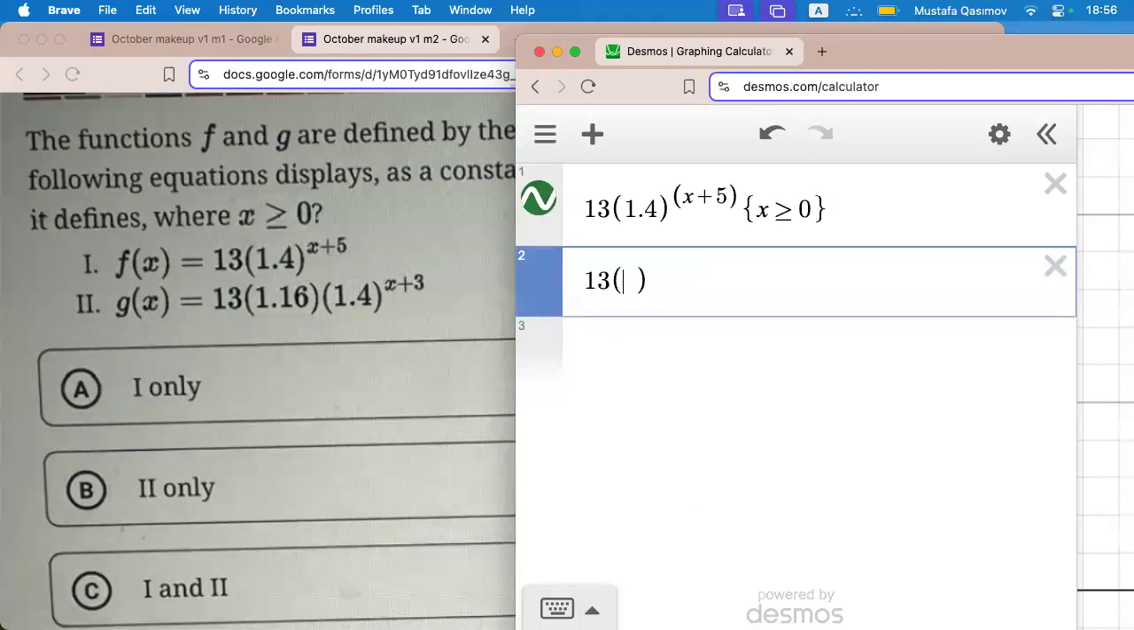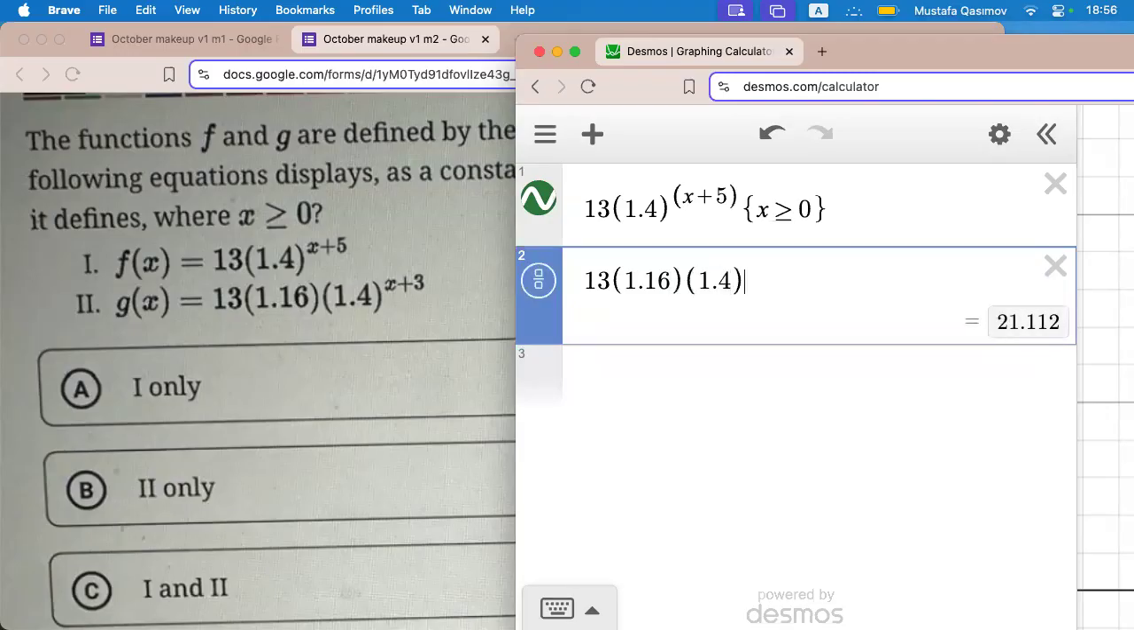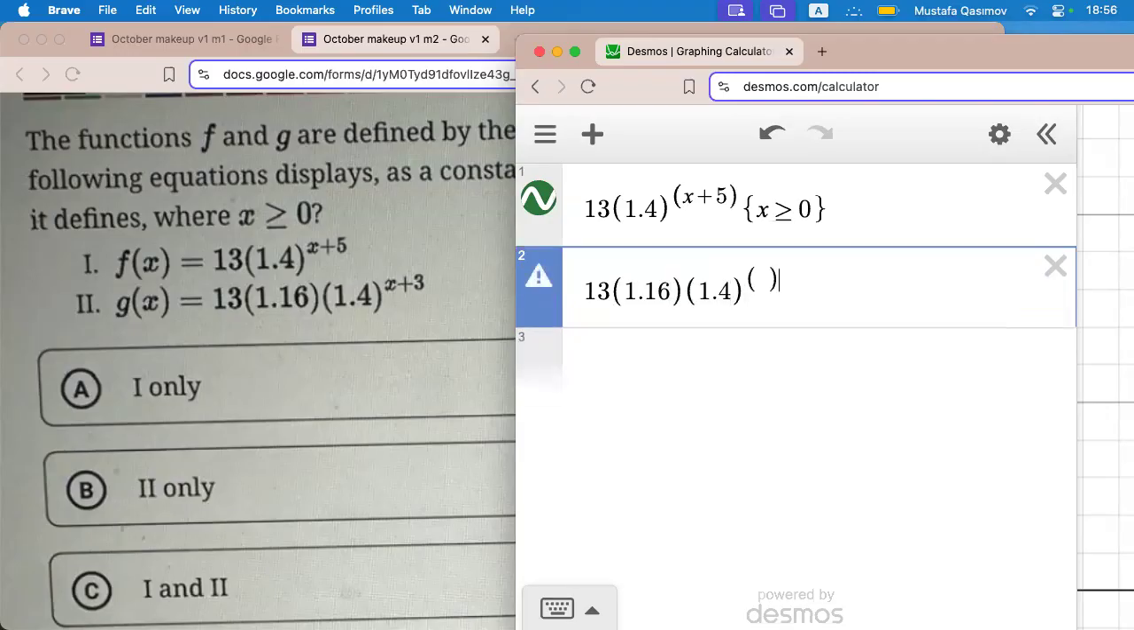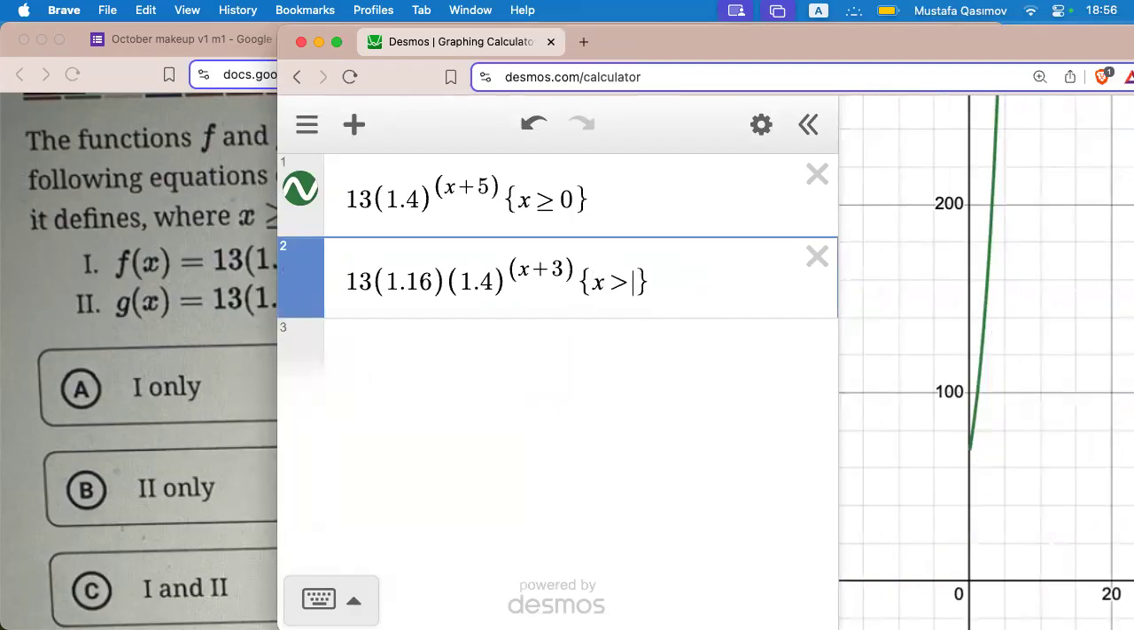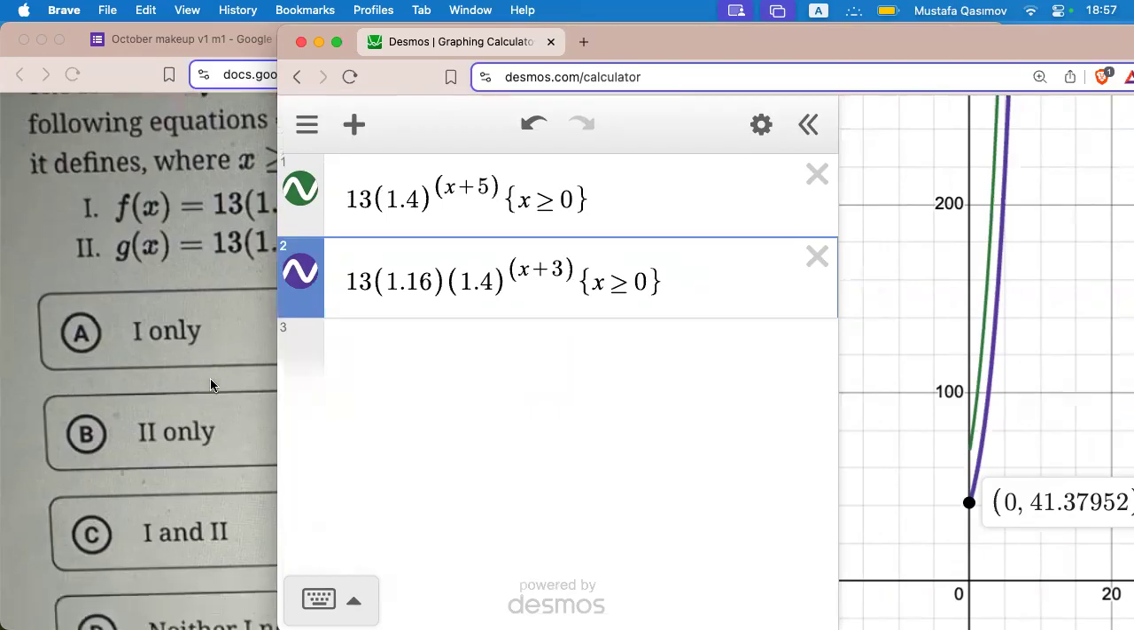Certain multiplied by 1.16 multiplied by 1.4 to the power of x plus 3. And also let's write it here like that: x is greater than or equal to 0. It is our answer: 41.31. And also we don't have this one here. So answer is D.